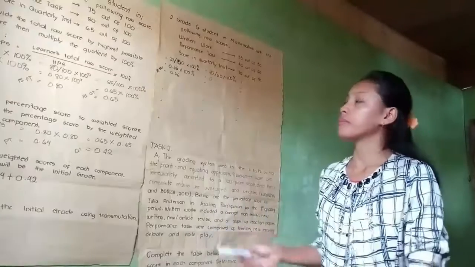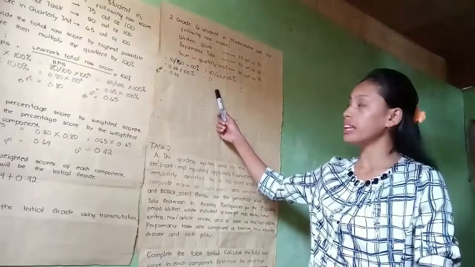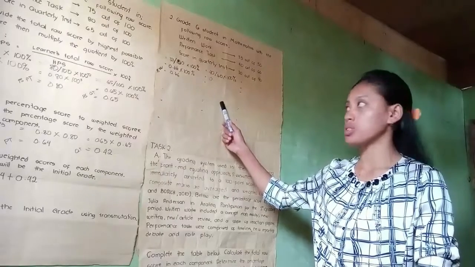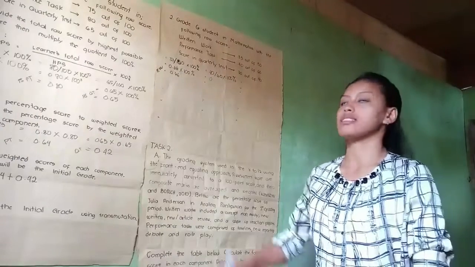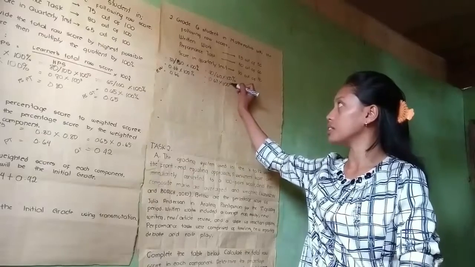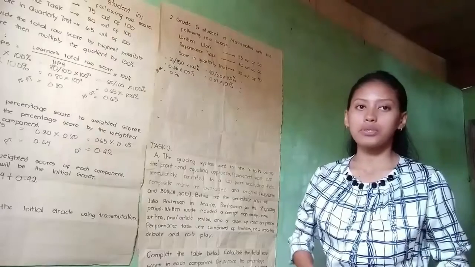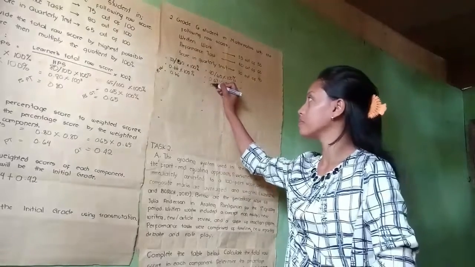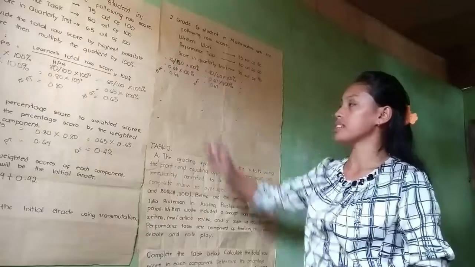Next is the performance test. Our total learner raw score is 40 and the highest possible score is 60, times 100% of the quotient. So 40 divided by 60 is equal to 0.67 times 100%. So 0.67 times 100% is equal to 0.67. This is the possible score of the performance test.